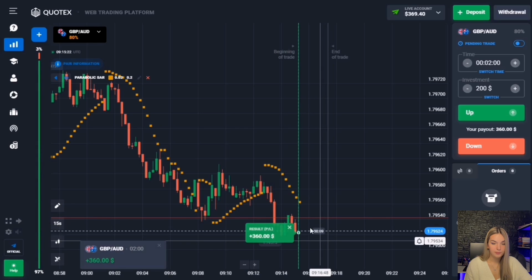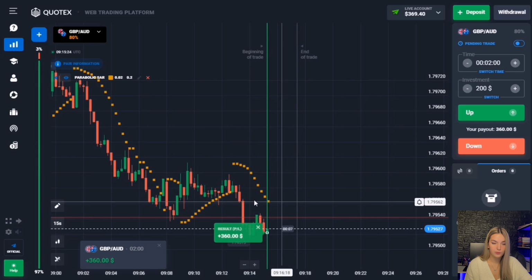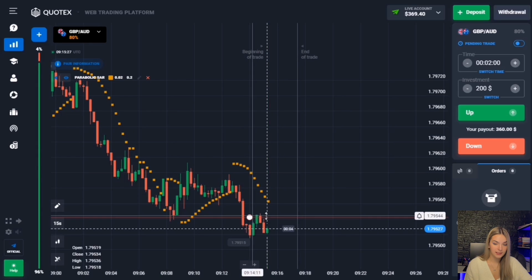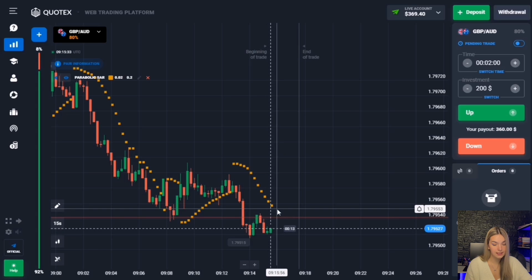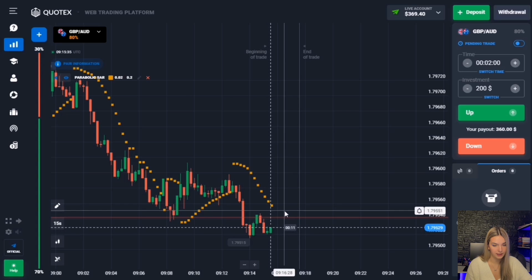Well, it's not bad. The price continued its downward movement and we got profit. 2 minutes was quite enough. Also, this indicator suggested a good entry point and helped to determine the further price movement. Let's continue to look for a similar situation in the market.